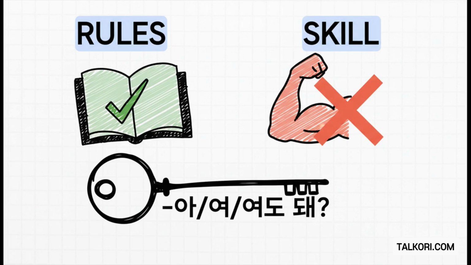So the big takeaway today is simple. Whenever you are asking about rules, what's allowed, or just general social manners, this 요도 돼 pattern is your absolute best friend. So now that you've got this key in your pocket, what's the first thing you're going to ask permission for?